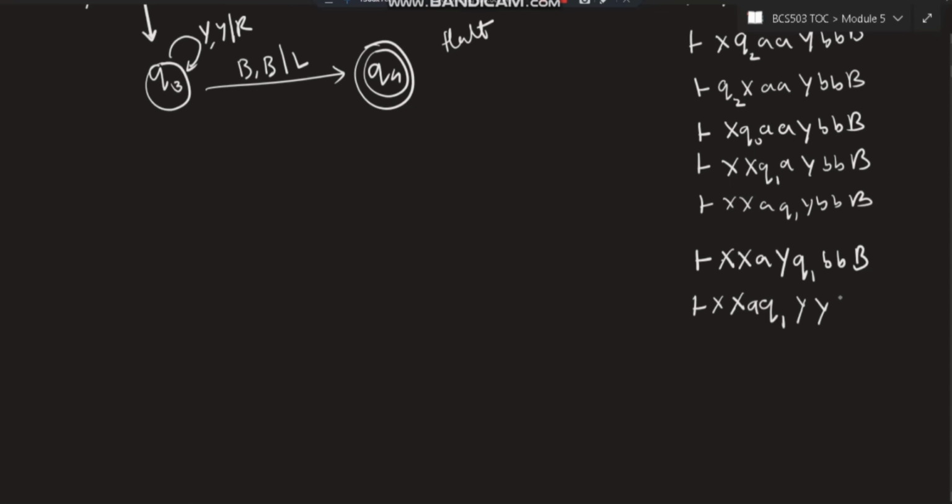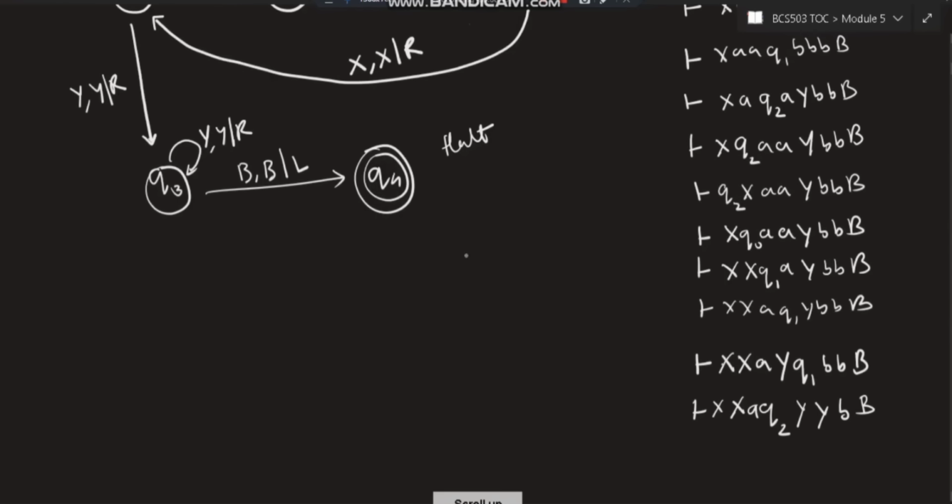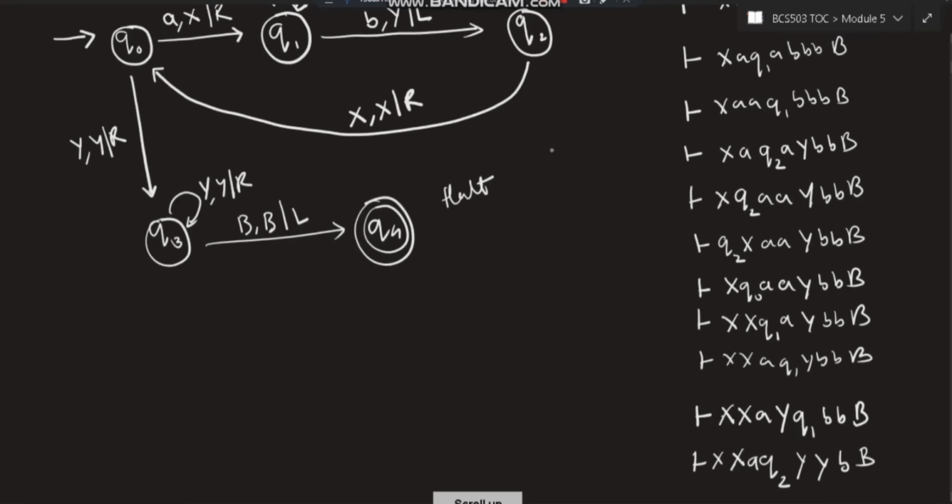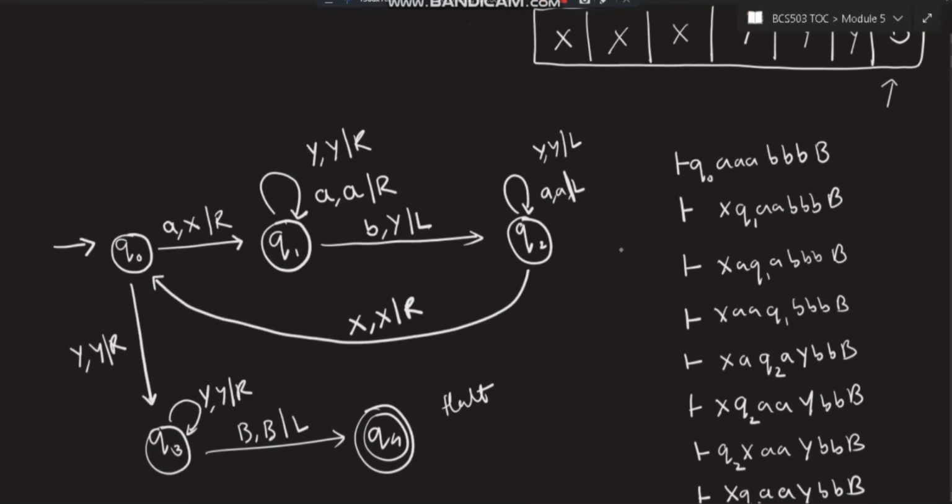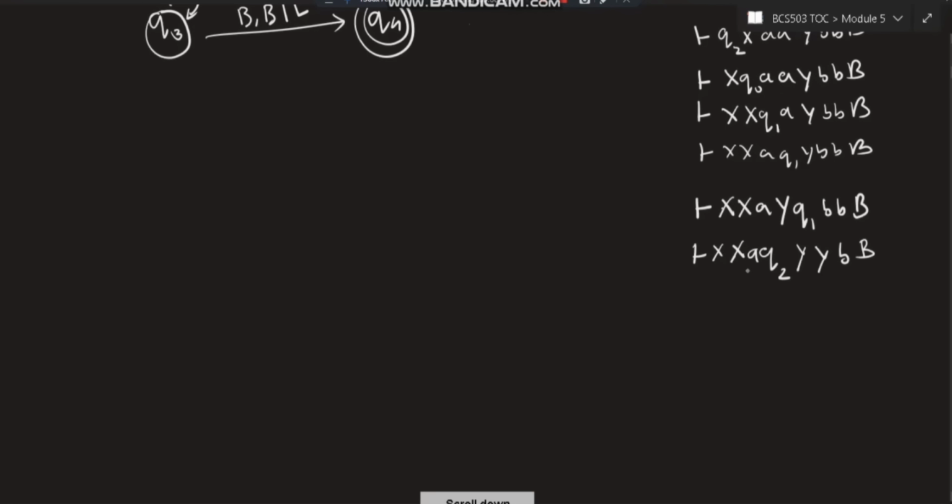Okay, now Q2 on Y. What is Q2 on Y? Q2 on Y will become Y only and move to the left. It will remain Y and move to the left. Now Q2 on Y will remain Y, Q2 only, and move to the left. So it will be X X Q2 A Y Y B B.